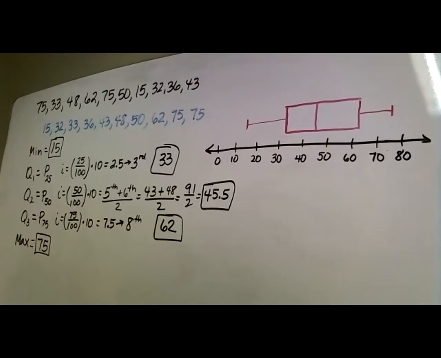All right, any questions about problem number 23? Okay, so here you have to first sort the data set from least to greatest, and then do your five number summary by finding the min and the max first, and then use i is equal to p over 100 times n to get Q1, Q2, and Q3, and then draw the box plot from there.